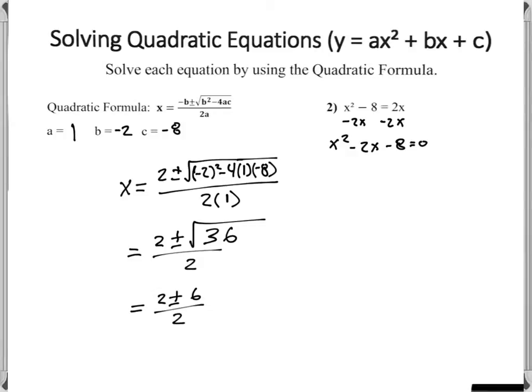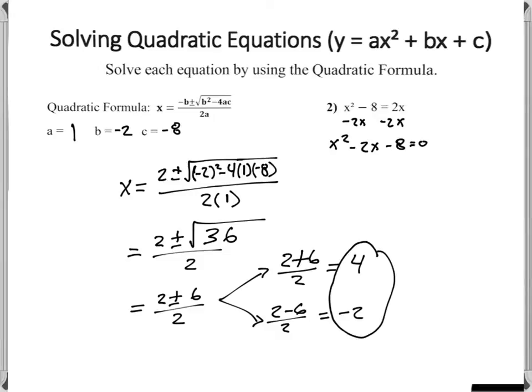We break apart into our two equations, where we have 2 plus 6, which is 8, divided by 2, which gives us 4. And then we have 2 minus 6, which is negative 4, divided by 2, which gives us negative 2. So these are our solutions.